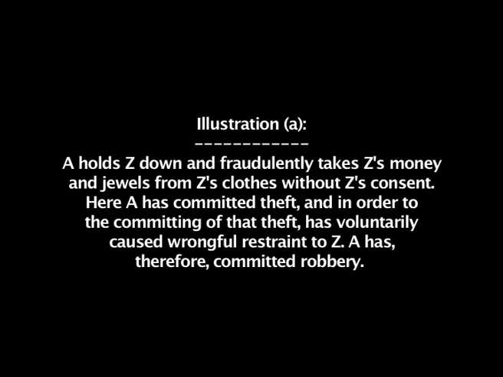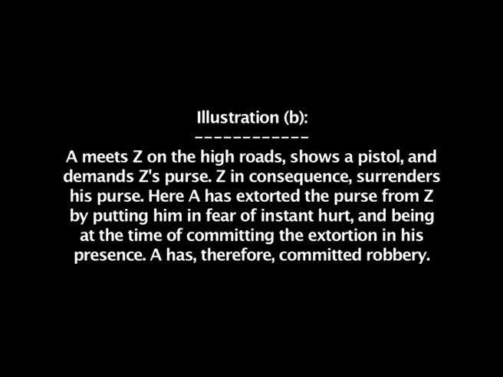Some illustrations are presented. A: A holds Z down and fraudulently takes Z's money and jewels from Z's clothes without Z's consent. Here A has committed theft, and in order to the committing of that theft has voluntarily caused wrongful restraint to Z. A has therefore committed robbery. B: A meets Z on the high road, shows a pistol and demands Z's purse. Z in consequence surrenders his purse. Here A has extorted the purse from Z by putting him in fear of instant hurt, and being at the time of committing the extortion in his presence, A has therefore committed robbery.